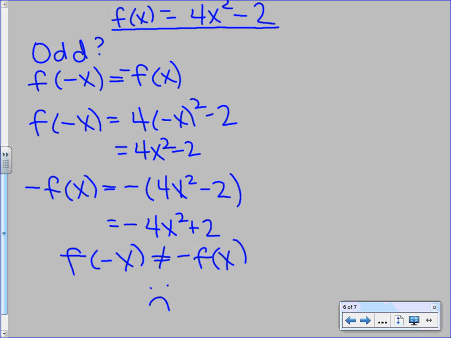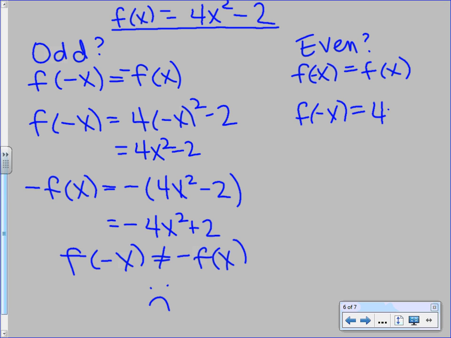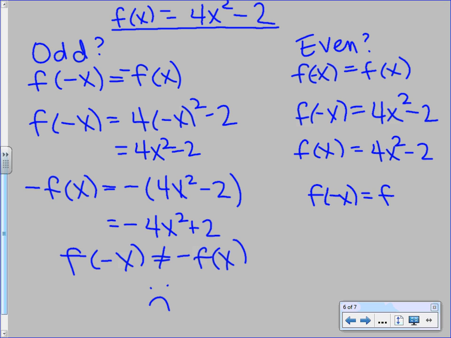Okay. Now to be even, we want f of negative x to equal f of x. Correct? We already know what f of negative x is, correct? We already found that. F of negative x, we found already to be 4x squared minus 2. What's f of x? F of x is 4x squared minus 2. So since those are equal, we are even.